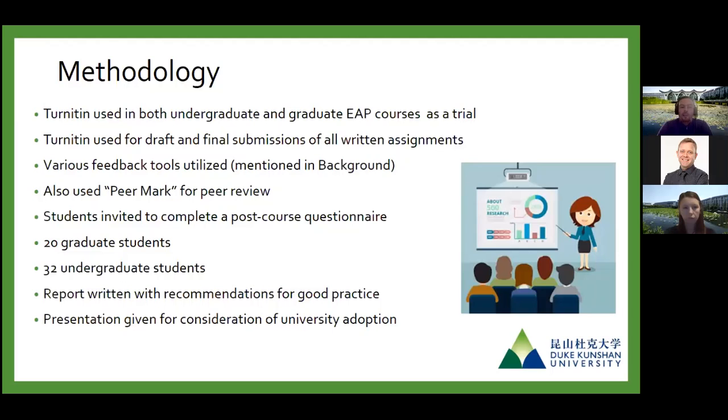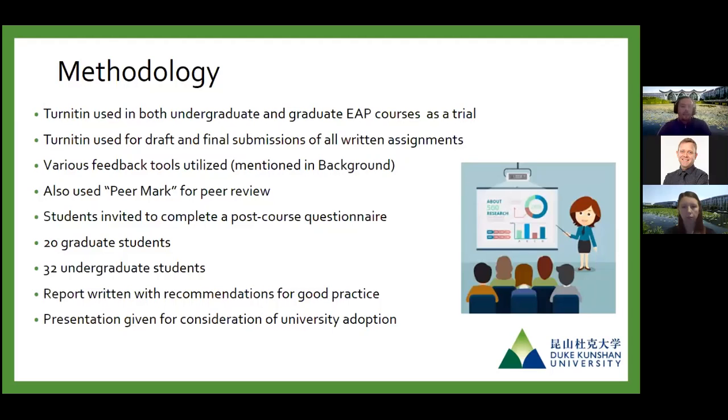The students were invited to complete a post-course questionnaire involving 22 questions, and they included both quantitative and qualitative data, open and closed questions, and everybody was involved. So we had 20 graduates and 32 undergraduates in terms of a response rate.